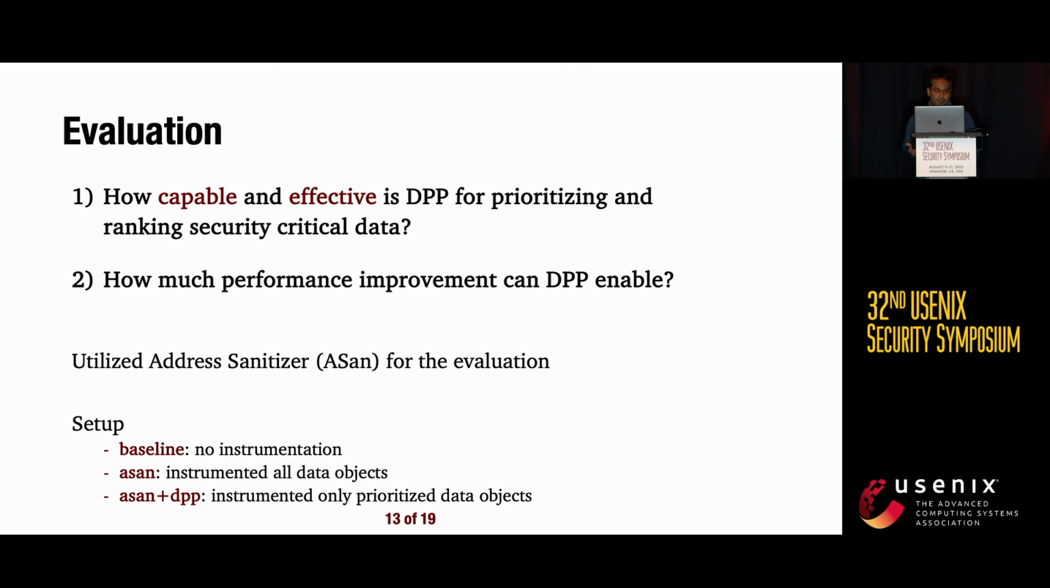So in order to evaluate our framework, there are some other evaluations, but these are the two key evaluations that we performed in the paper. The first one is how capable and effective is DPP for prioritizing and ranking security critical data. And the second one is how much performance improvement can we gain using this DPP framework. For this, we used AddressSanitizer. And for the setup, we prepared 3 versions of a program. The first one we call baseline with no instrumentation. The second one is AddressSanitizer, or ASan, where we instrument all the objects in a program. And the third one is ASan plus DPP, where we use AddressSanitizer to instrument only the prioritized data objects.